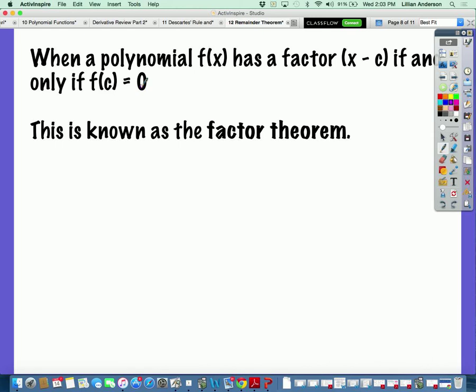So a polynomial f of x has a factor x minus c if and only if f of c equals 0. So again, if you end up with a remainder of 0, that means that x minus c, whatever that linear factor was, is indeed a factor for that problem. That is known as your factor theorem. And if it's a factor, that means for that last problem, negative 3 was something special. Negative 3 would be what? A 0. So if it's a factor, that means that c is a 0 of the polynomial.